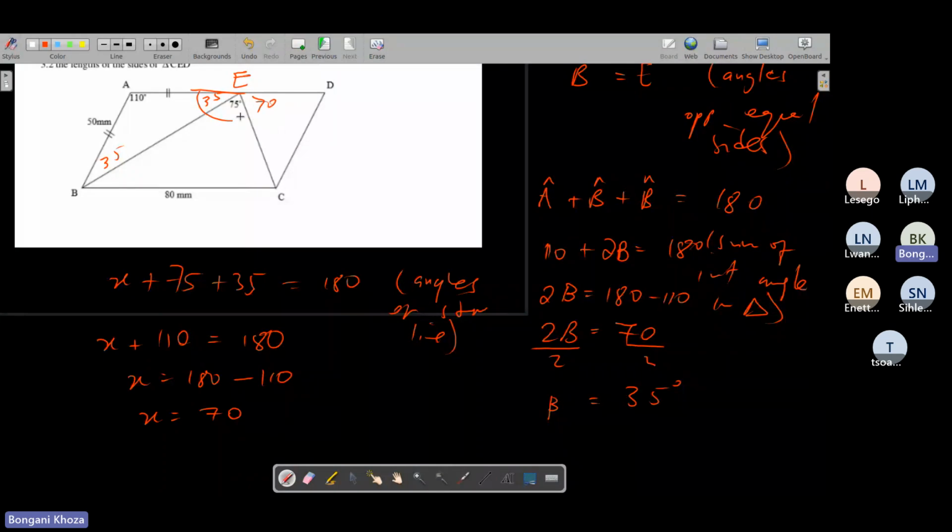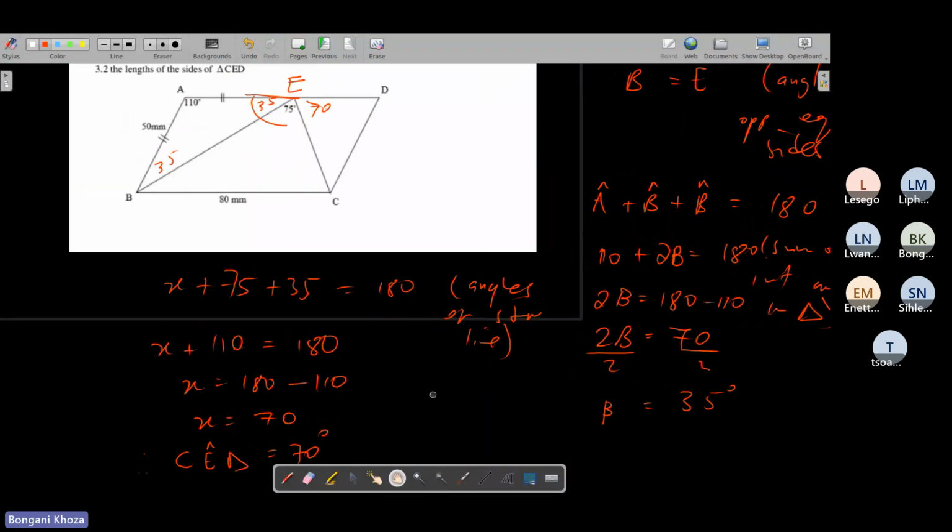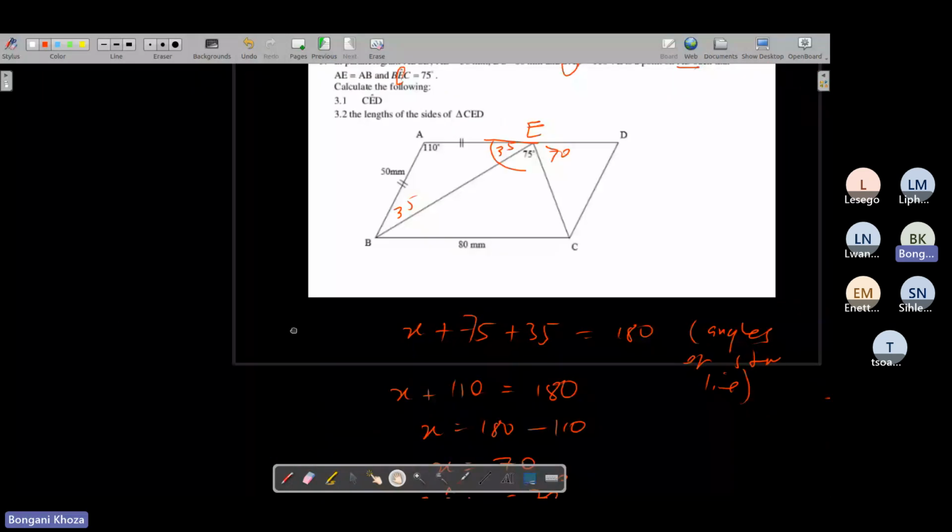Then if that's 70, actually that's the angle we're trying to calculate. So CED is equal to 70, like that. Any questions for that one? No, sir. All right. Moving on.